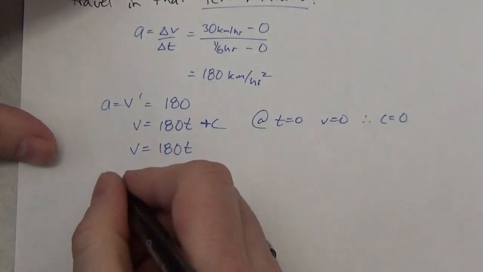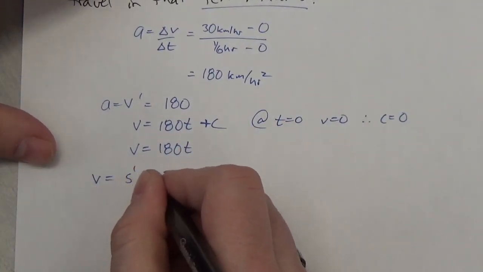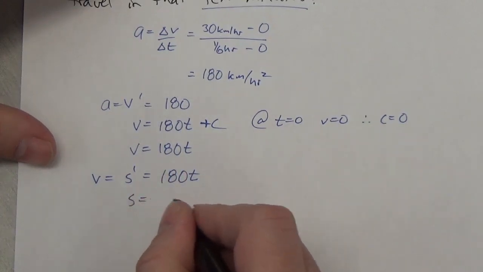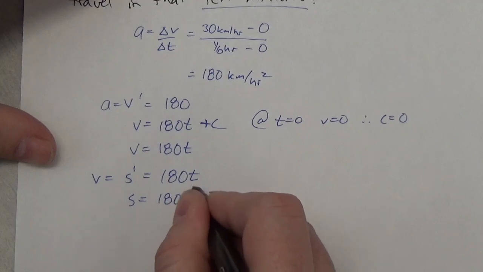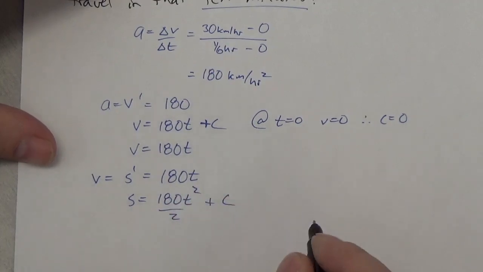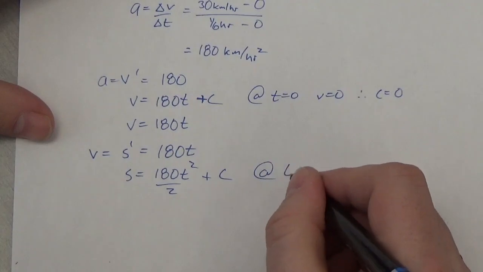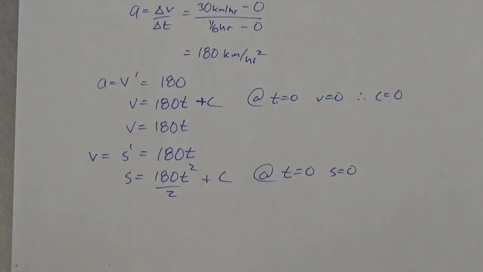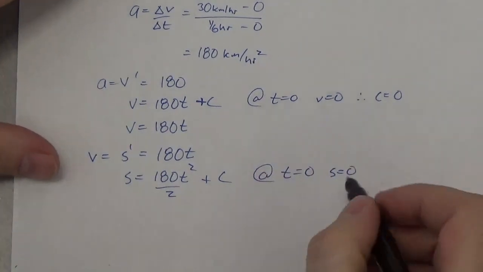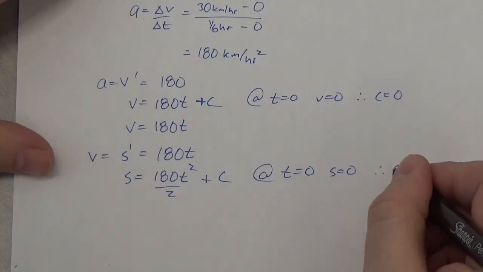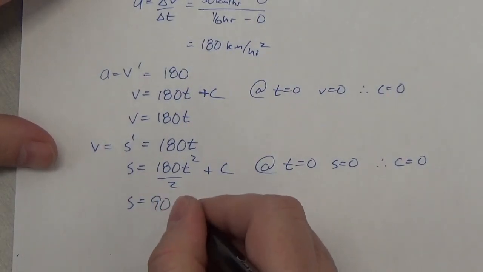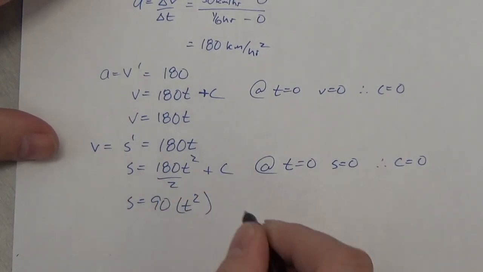But we got to take it one step further. Velocity is the derivative of the displacement, so it will be 180 t. And so now when we take the antiderivative, that'll be 180 t squared over 2 plus c. And at t equals 0, the displacement will equal 0, because all we're trying to figure out here is how far she's gone from her starting time. I don't really care where she started from, so I can just arbitrarily set that equal to 0. And once again, we'll get that c is equal to 0. So s is going to equal 90 times t squared.